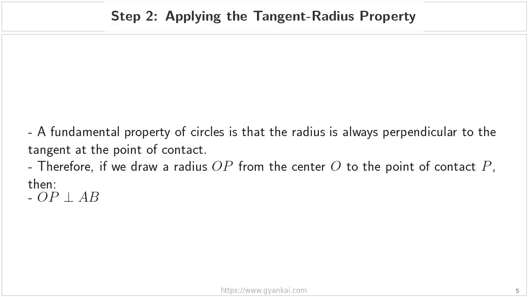So, if we take our center, point O, and draw a radius straight to the point of contact, which we've labeled as point P, this creates a very specific geometric relationship. Specifically, the line segment OP is perpendicular to the line segment AB. This perpendicularity is the key piece of information we need to bridge the gap between the two circles and solve the problems we'll see later. Step 3. Applying the chord property.